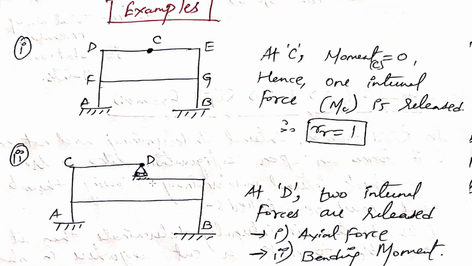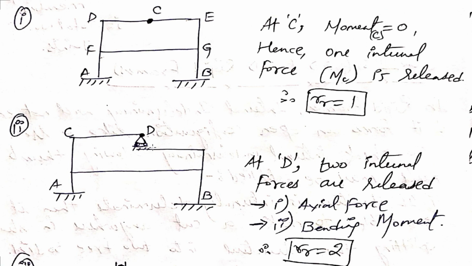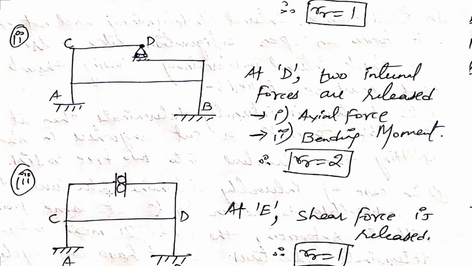If you are having an internal roller, then this is D point. At an internal roller, we know at this D point two internal forces are released. One is your axial force and another is your bending moment. So the RR value here is 2, that is for axial force and for bending moment. You can see this example also.